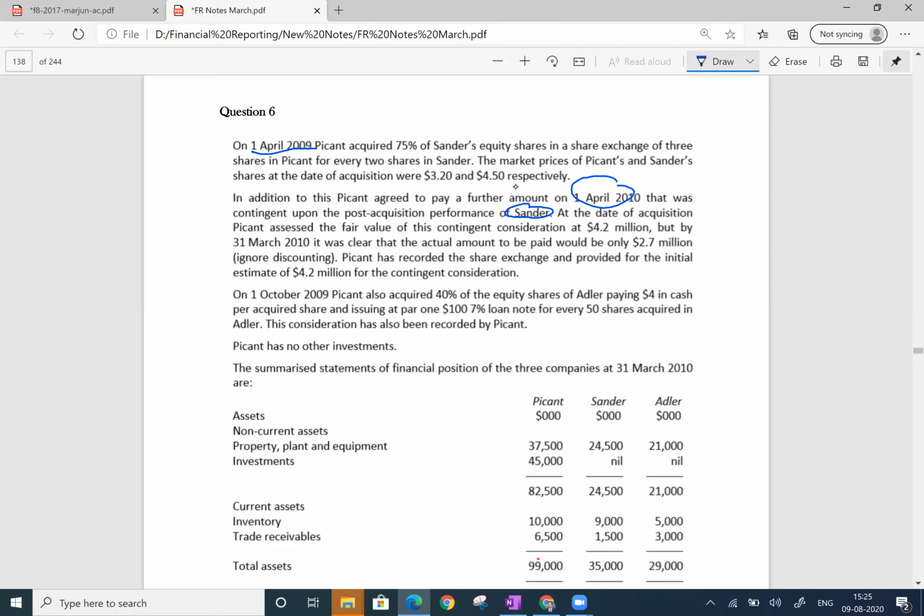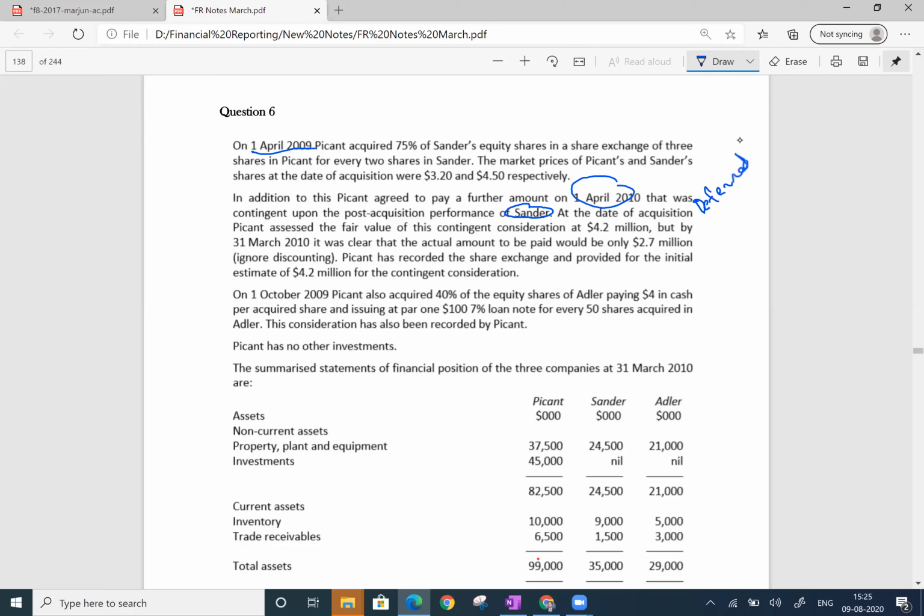So my first question, please type your answer. Even if you're wrong, I don't mind. This type of acquisition, this type of consideration, we call it by a particular name. What is the name we normally use? Agreed to pay a further amount on 1st April 2010. Yes, we normally say this as deferred consideration.